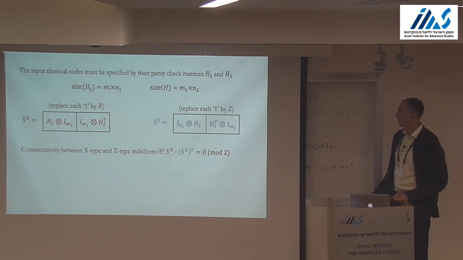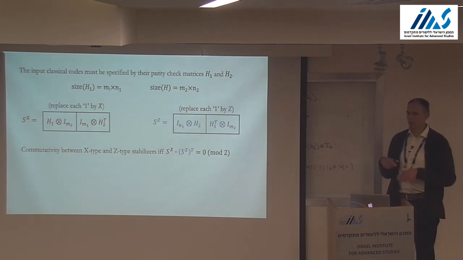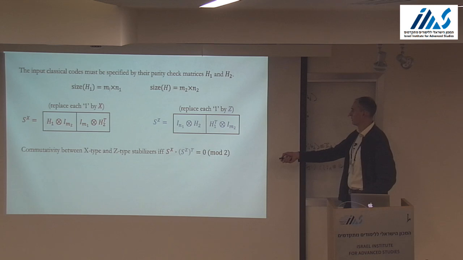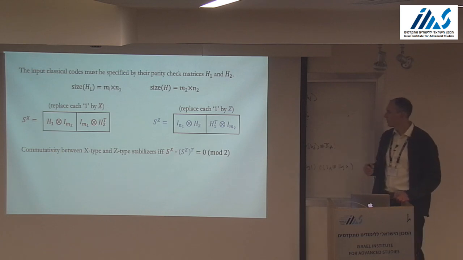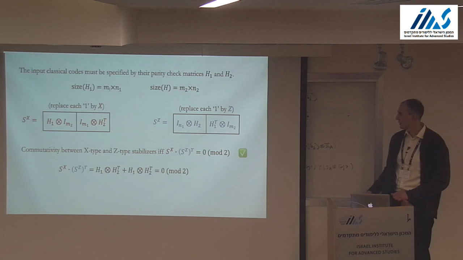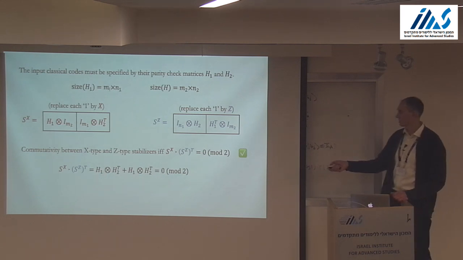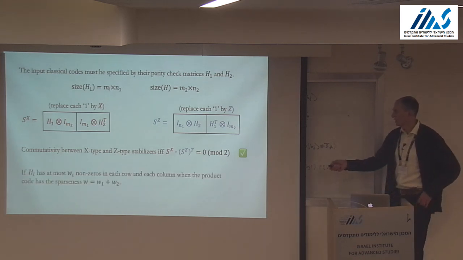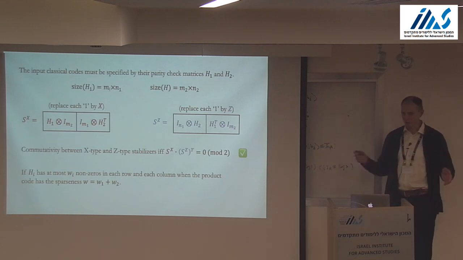And we have to check that this quantum code is well defined. So X-type stabilizers must commute with Z-type stabilizers. This is equivalent to checking that the inner product between any row of X stabilizer and any row of Z stabilizer is 0 modulo 2. And if you do the algebra and compute this product, you can verify that this condition is satisfied. Okay, yes, and the sparseness of the output code is basically the sum of the sparseness of the first and the second input code.